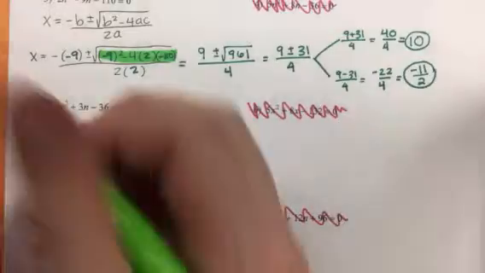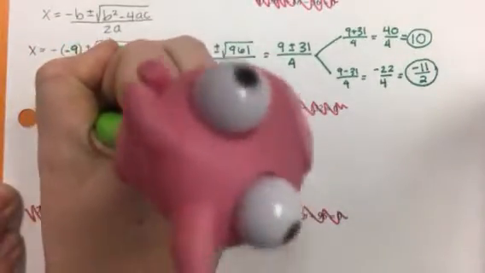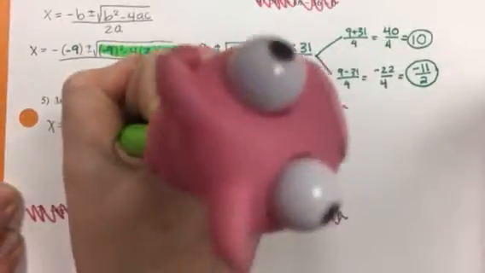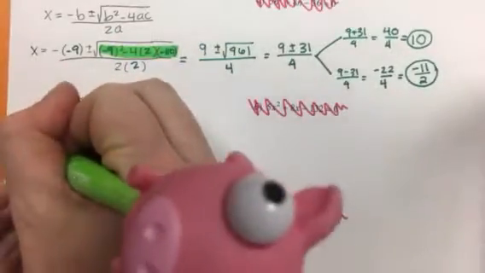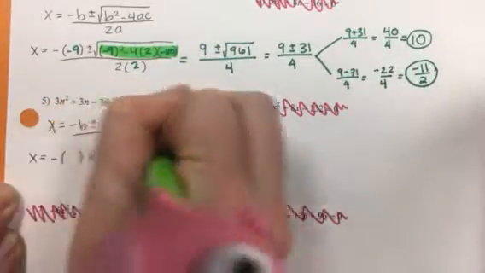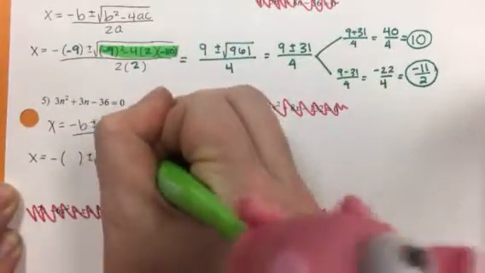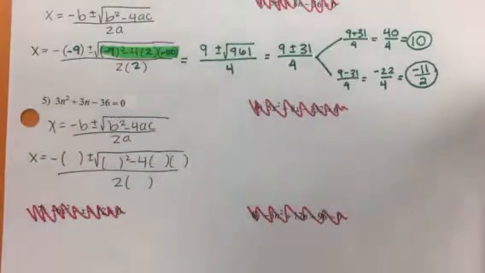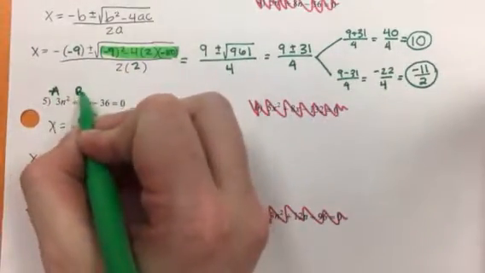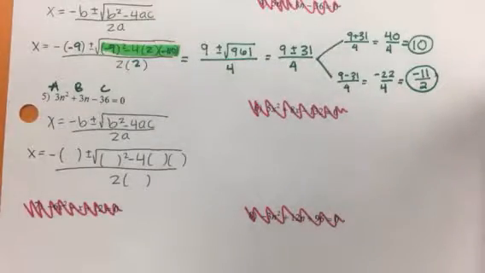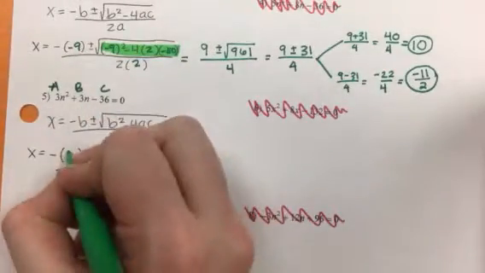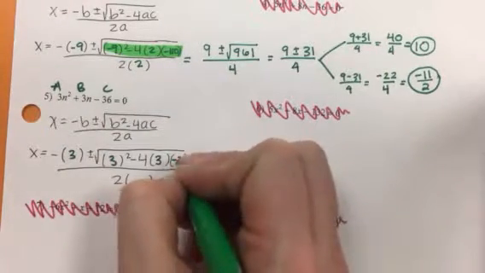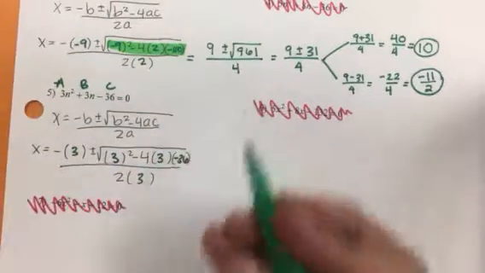Problem number 5. X equals -b plus or minus the square root of b squared minus 4ac all over 2a. Rewrite it, but this time we're going to use parentheses for the numbers we are going to plug in. We have A, B, C. So we plug them in. B goes in first, then the A, C, all over 2A.